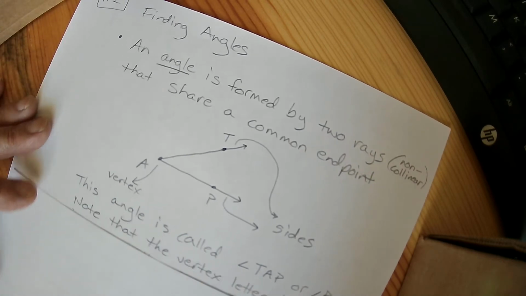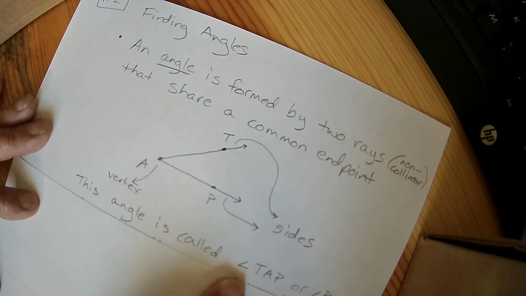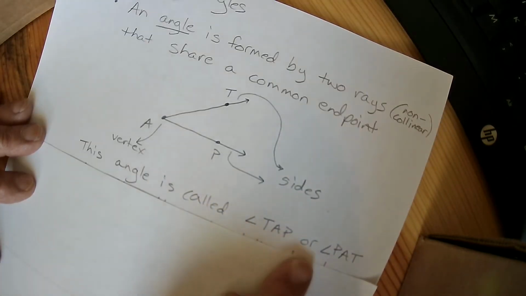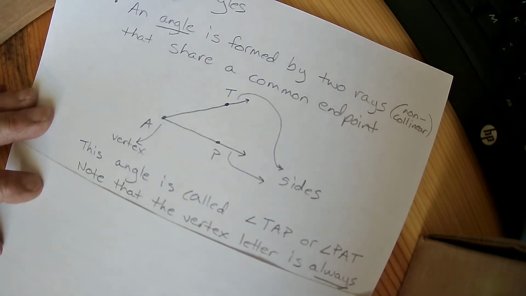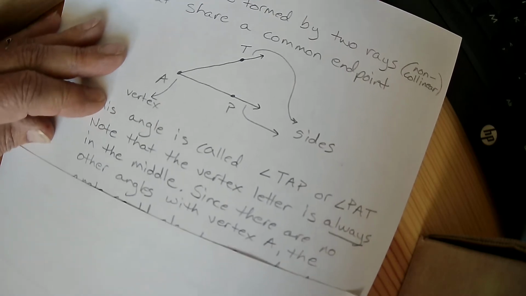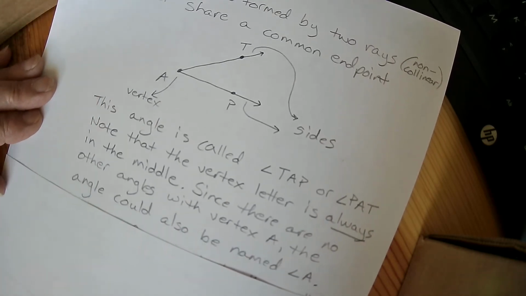The way you name angles, this angle is named, there's the angle symbol, TAP, or you could also name it PAT. Notice in both of those examples, though, that the vertex letter is always in the middle. Since there are no other angles, in this case with vertex A, we could have also named that angle just angle A.